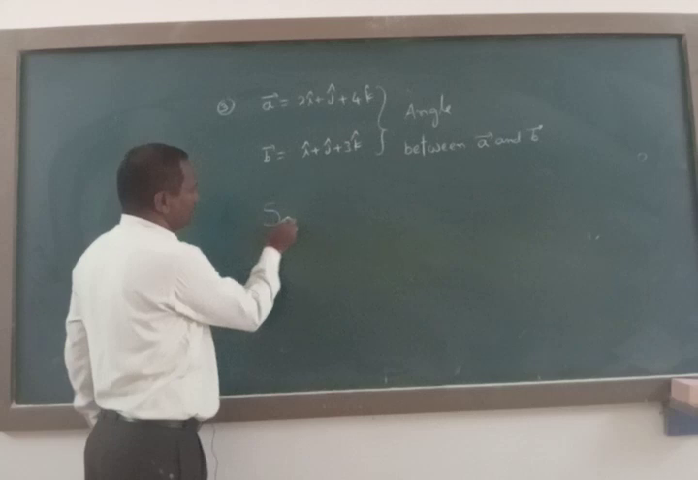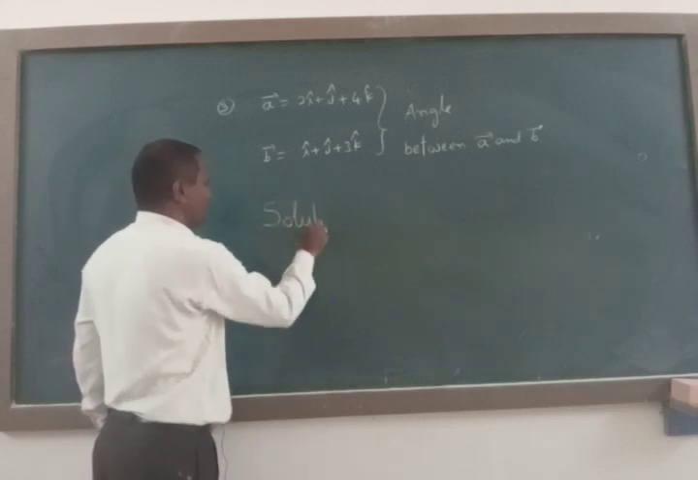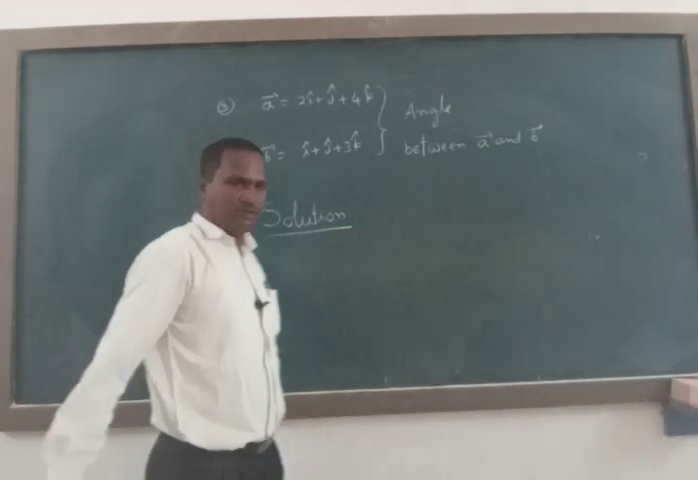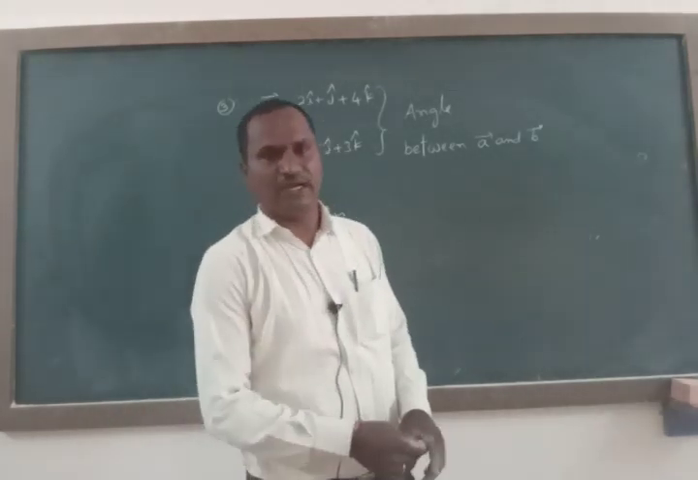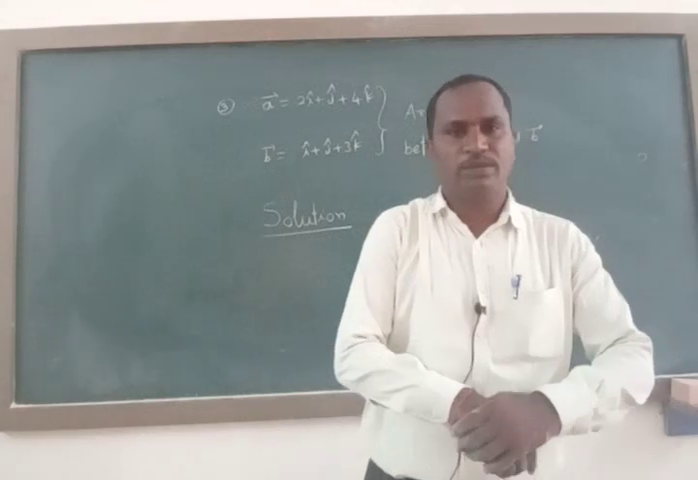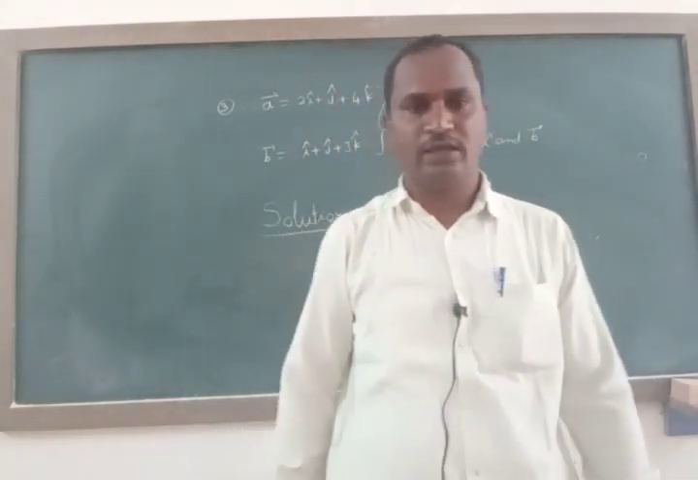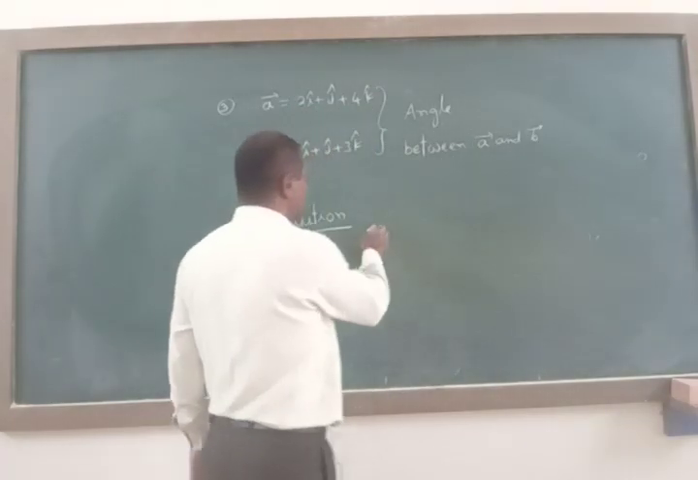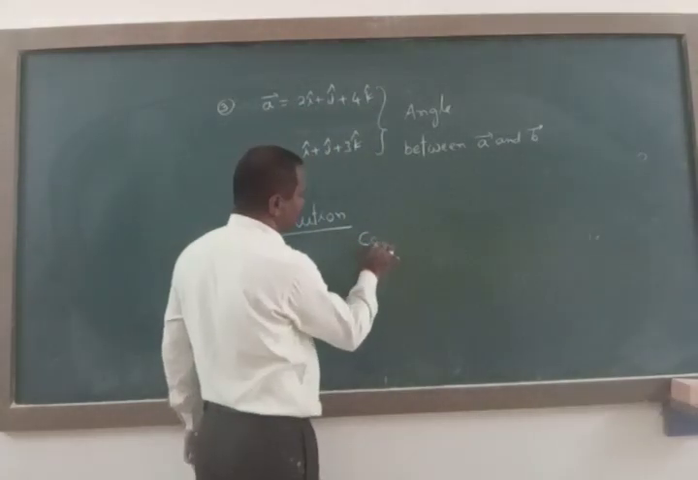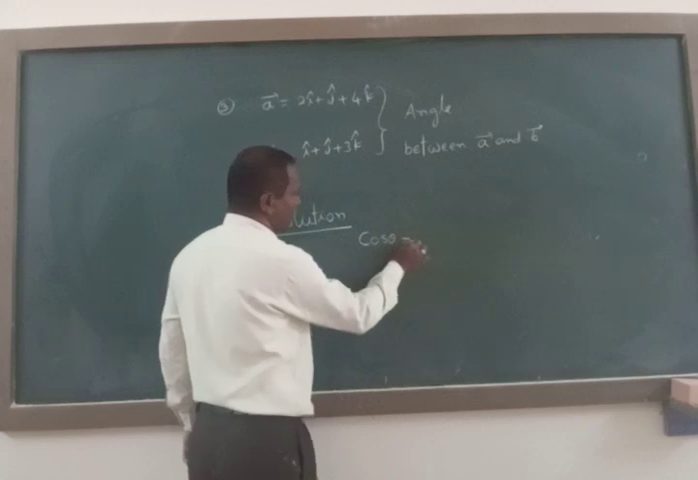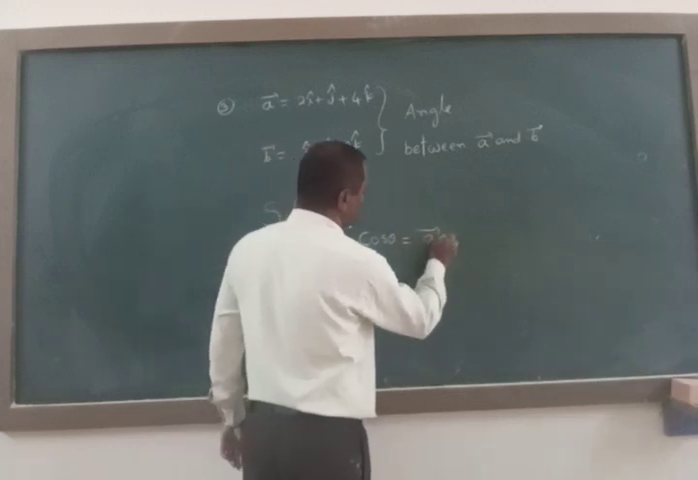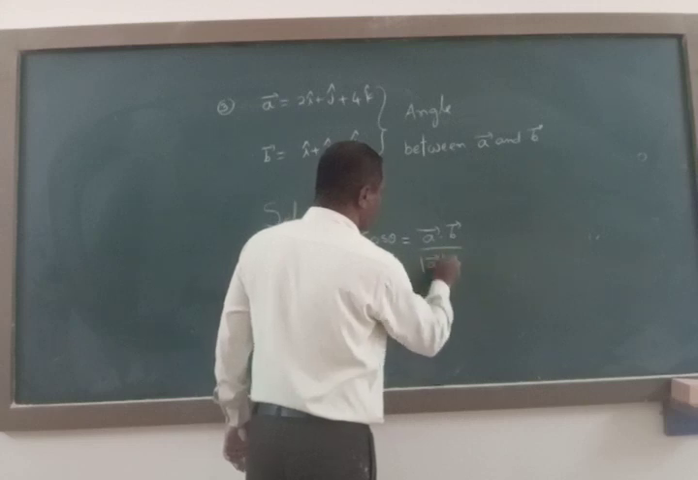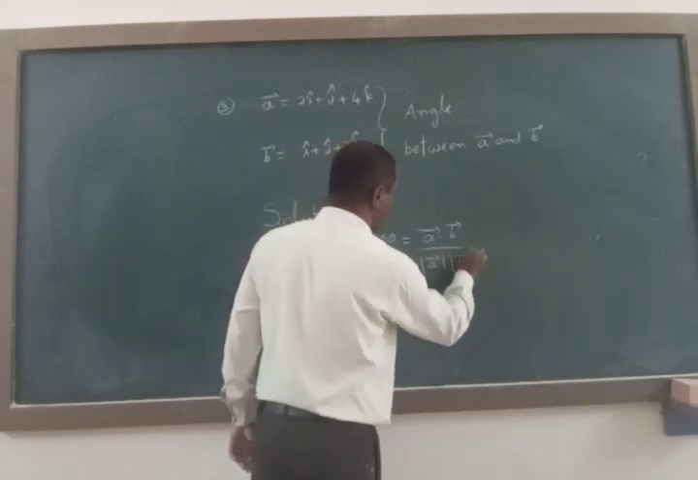Solution is, already I told under the points, the cosine of angle between the two vectors is given by cos theta is equal to a bar dot b bar whole dividing by magnitude of a bar into magnitude of b bar.